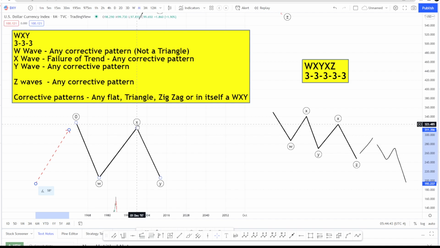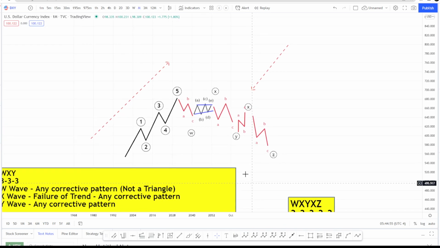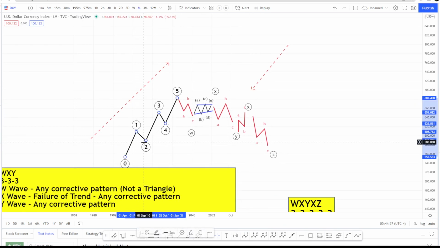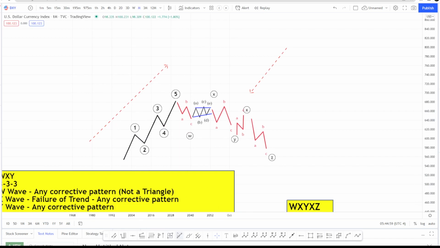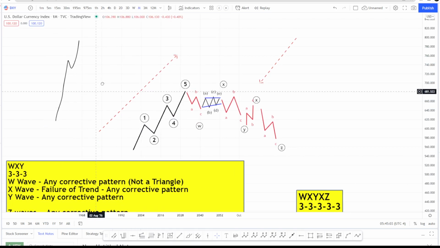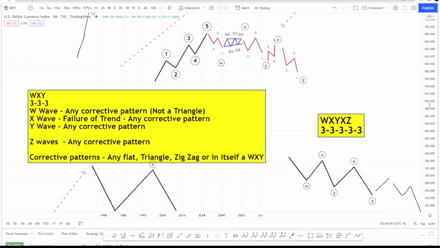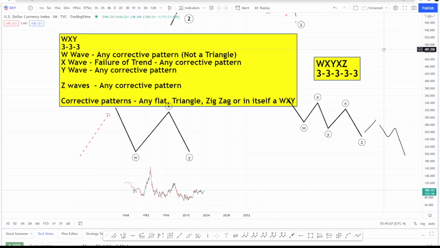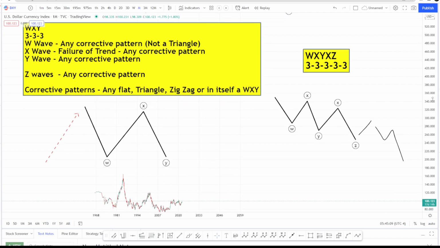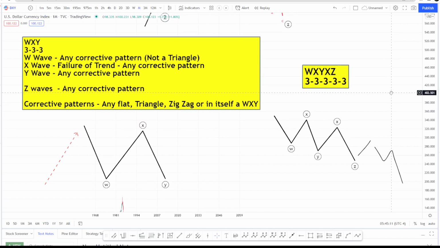And often the X wave will of course be distinguished from a genuine impulse by being 3-wave-ish. It's usually very, very vertical and has no clear distinction of an impulse as per this diagram here. It's not very, very clear where the impulse is. Often an X wave is literally just like this, but it is 3-wave-ish. Be very, very careful with the X waves. They are usually very, very big traps. So that is a WXY.